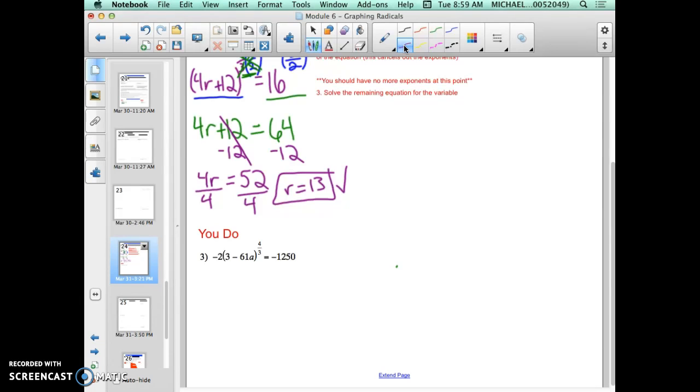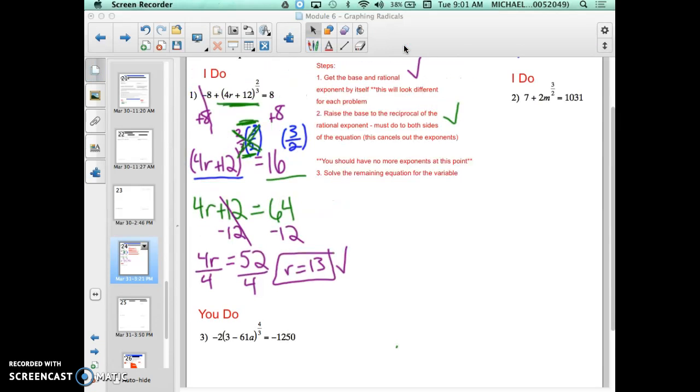Please follow the steps and read exactly how I just did it. And again, be thinking I need to raise the power to the reciprocal, and at that point it should cancel out all the powers, and then I should just have a linear equation left to solve for my variable.